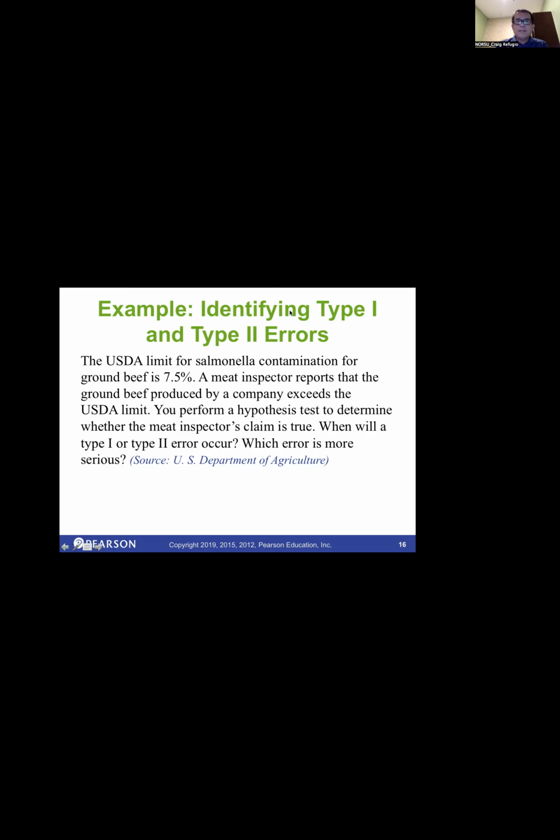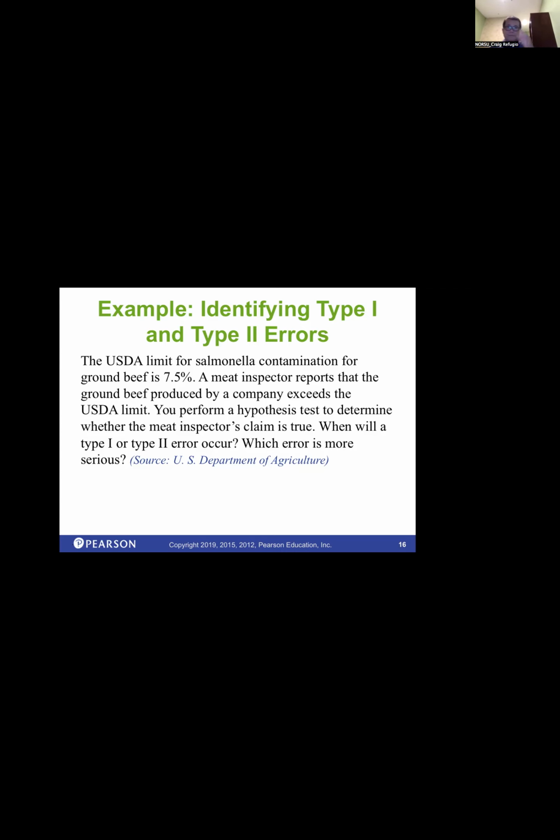So we look into this example. The USDA limit for salmonella contamination for ground beef is 7.5%. So what kind of mathematical operation are you going to consider from the statement? In the previous slides, I already mentioned the mathematical operations. So what kind of mathematical operation? Mark, you're raising your hand. Would you like to answer?